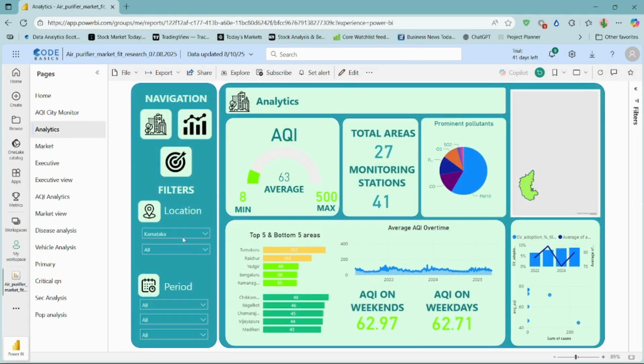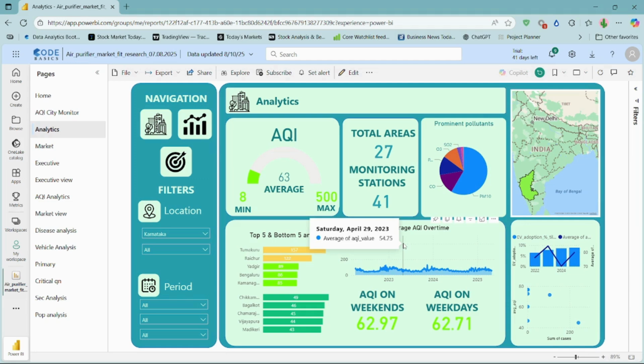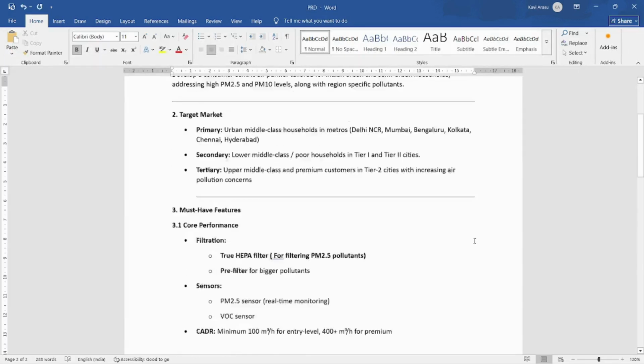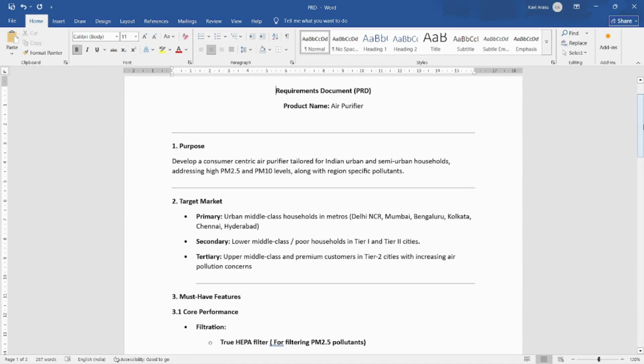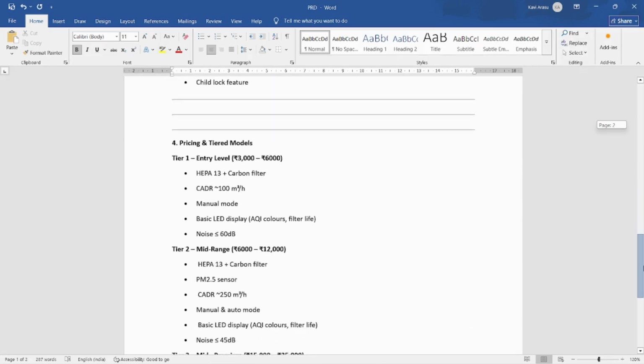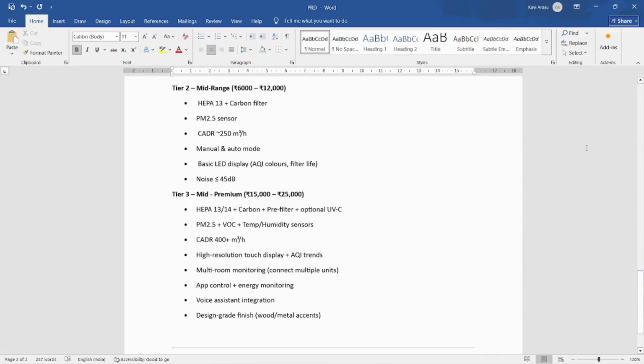Here we can see air quality index analytics in detail, where we can select multiple regions and also see the relationship between air quality and EV adoption as well as the diseases. So this is the product requirements document. So here the must-have features are specified along with the pricing and tiered models.